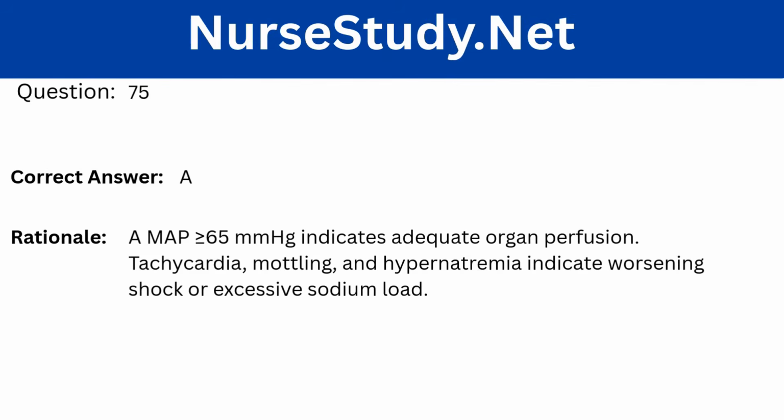Correct answer, A. Rationale. A MAP greater than or equal to 65 millimeters of mercury indicates adequate organ perfusion. Tachycardia, mottling, and hypernatremia indicate worsening shock or excessive sodium load.